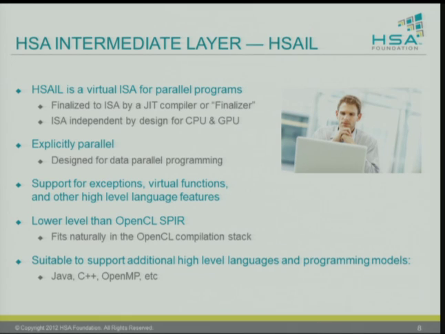So the HSA Intermediate Layer, or HSAIL, is the virtual ISA for parallel programs in HSA. I won't spend a long time on HSAIL. This is the area that Ben Sander will do the deep dive on when I'm done with the overview. But it's important to understand at a high level what this means. This means when a compiler compiles to HSA, it will generate HSAIL. And HSAIL was developed to be explicitly parallel. It's designed for high-efficiency data parallel computing.